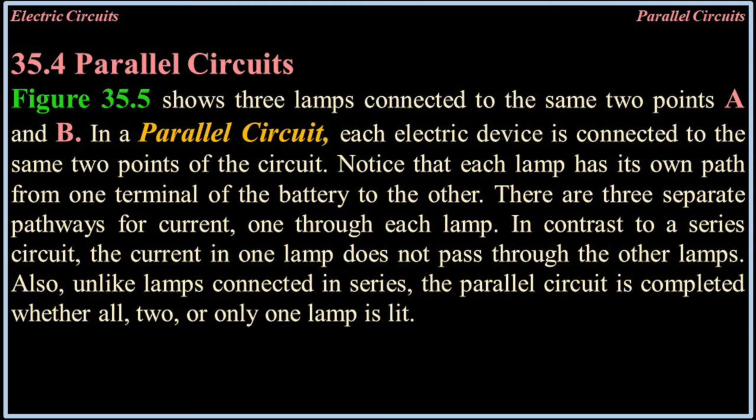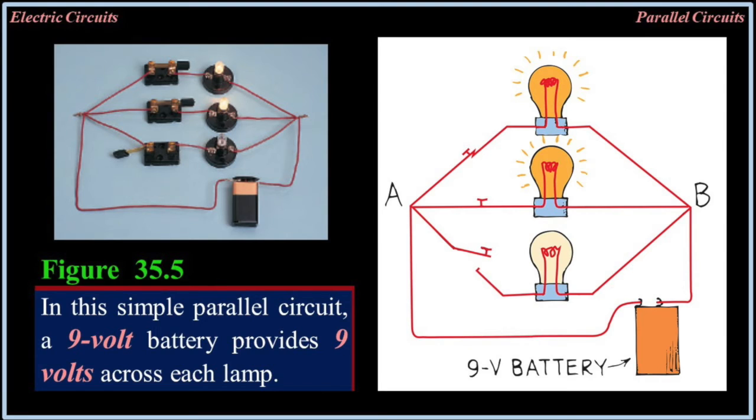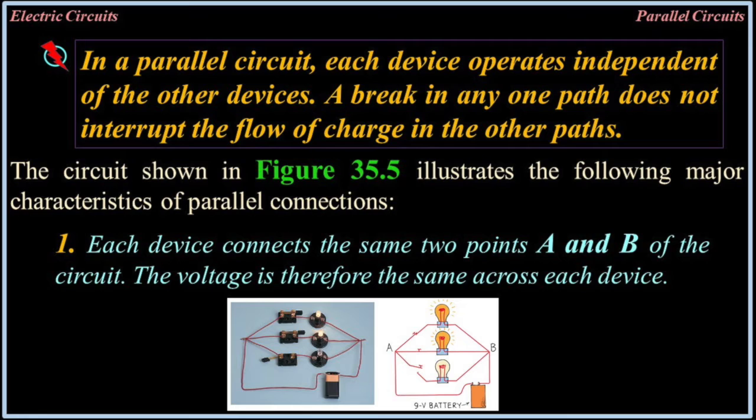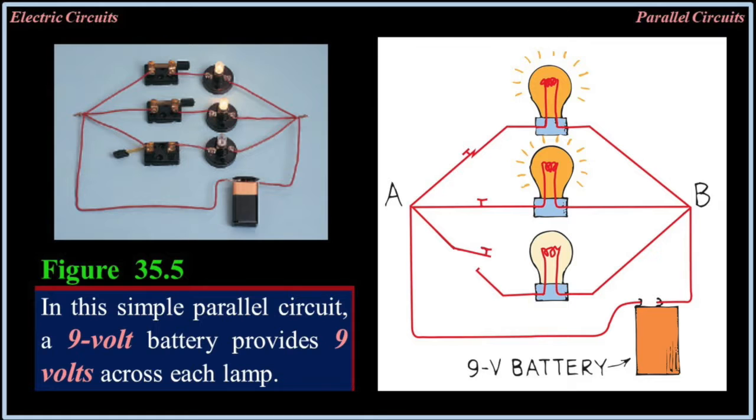Also, unlike lamps connected in series, a parallel circuit is completed whether all, two, or only one lamp is lit. Figure 35.5. In this simple parallel circuit, a 9-volt battery provides 9 volts across each lamp. In a parallel circuit, each device operates independent of the other devices. A break in any one path does not interrupt the flow of charge in the other paths.